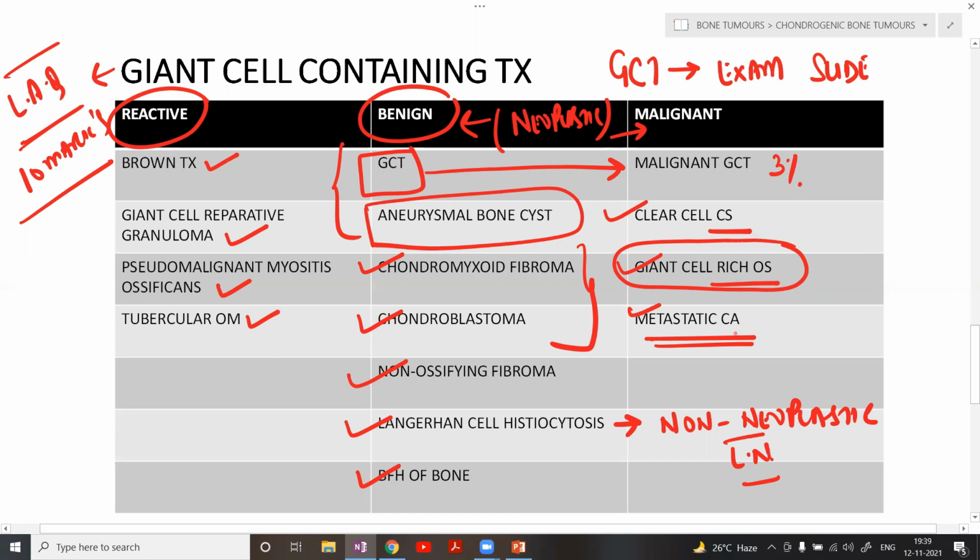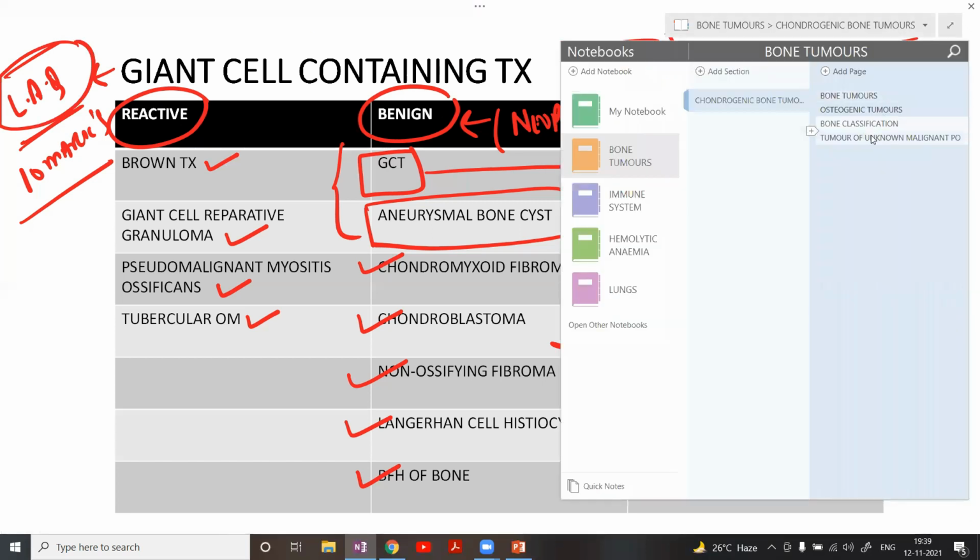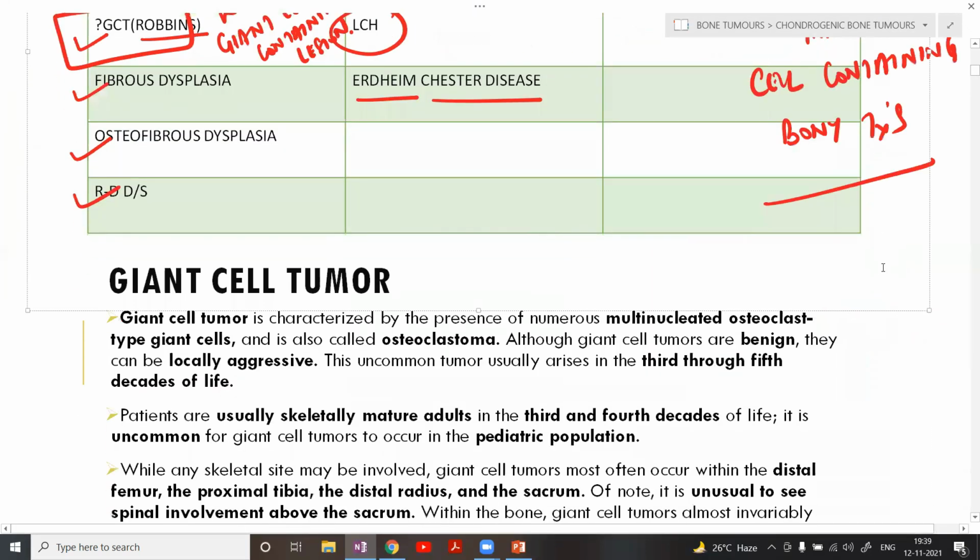I hope this classification of giant cell containing lesions is crystal clear for everyone, because it will be asked to each and every student appearing for the final exam. This is a very important chart. Remember, giant cell tumor will either be your histopathology slide or an FNAC slide, and all questions regarding that will be asked. The first question will be the giant cell containing tumors. It is again a long answer question asked in theory, and also in your viva. So without wasting any more time, let us start with our giant cell tumor.